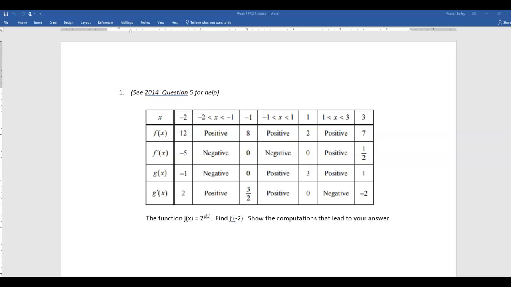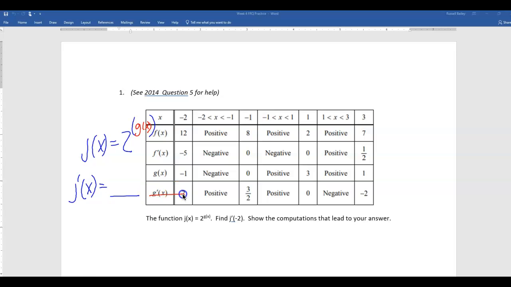1 point would be given for the derivative. The other point would be given for the final answer after you plug in the negative 2. So let's go ahead and begin here. So first of all, let's take note of the fact that j of x is a composite function. I've got the outside function, which is 2 to a power, and then I've got my inside function, which is g of x.